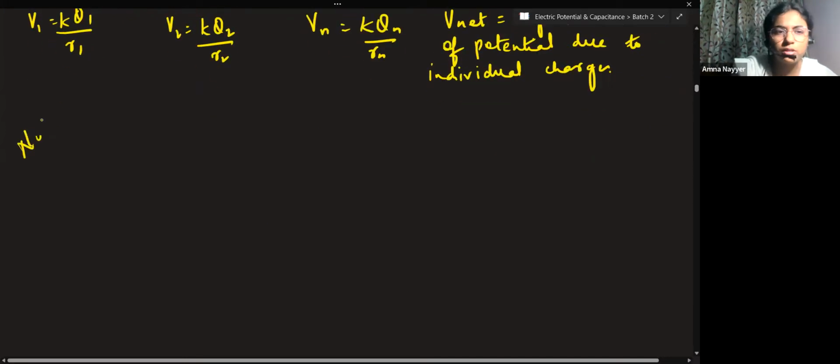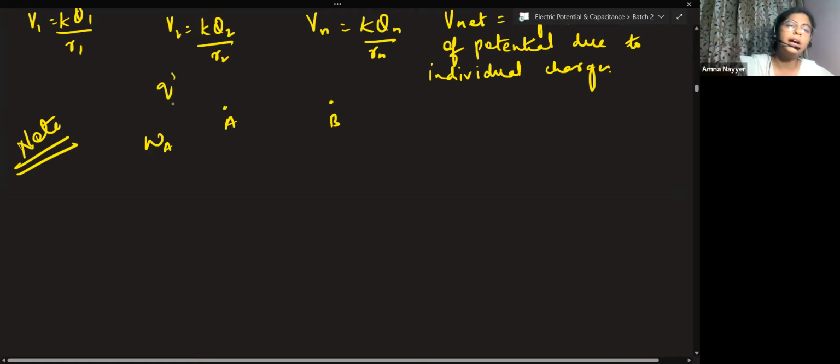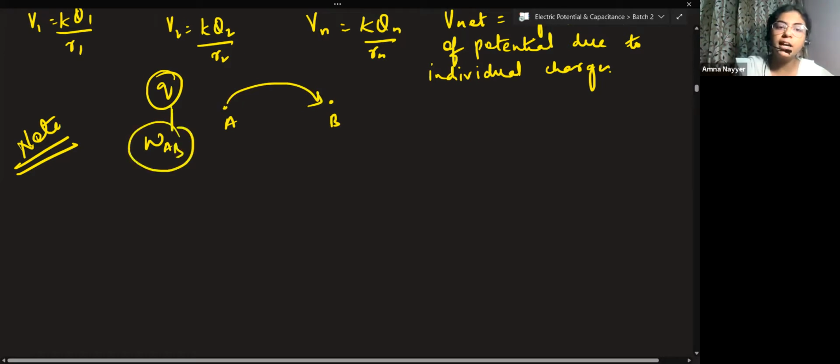We'll do some questions on work done. So before we do questions on work done, remember, if this is point A and this is point B, and I have a charge, small q, the work done in carrying this charge from A to B is given by charge multiplied by the potential difference. How do you take the difference? Final potential minus the initial potential.